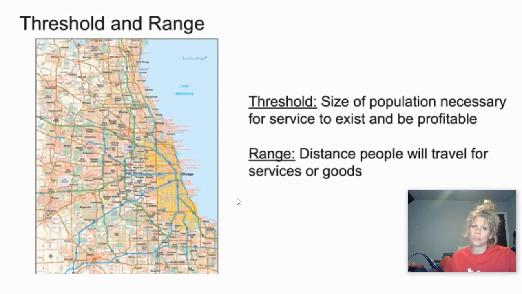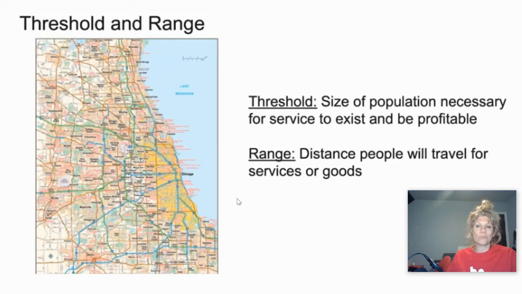Okay, so that's threshold. Range is going to be the distance people are willing to travel for a service or good. So guys, I'm not going to drive to Denver to go get a tube of toothpaste, okay? However, I might drive to Denver to go get a couch for my house, or maybe a special outfit or pair of shoes.